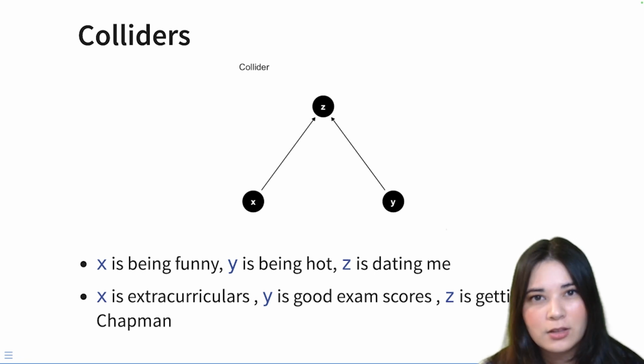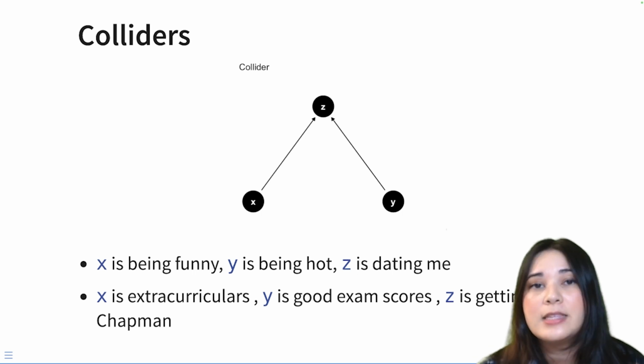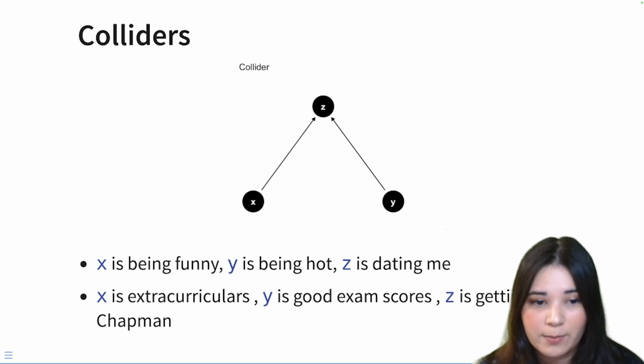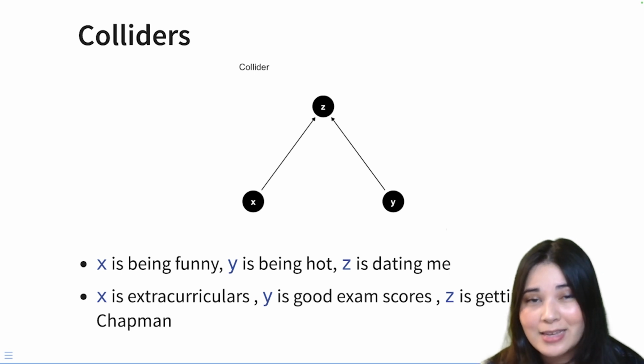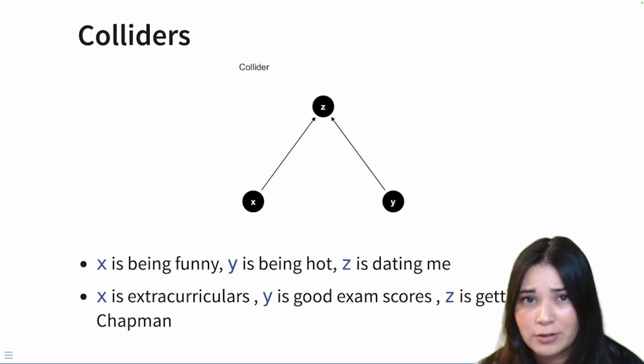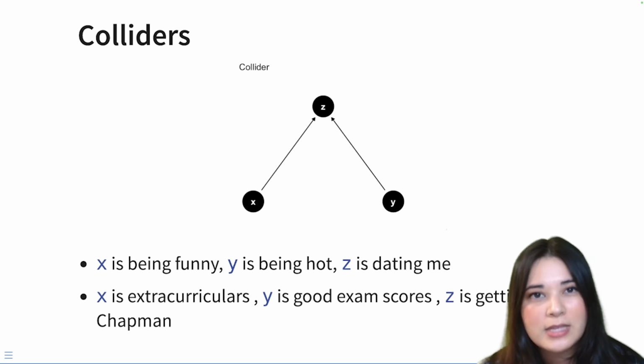A collider looks a lot like a fork, but with the arrows pointing in the opposite direction. For a collider, we have the case where two or more variables are causing the same variable. For example, we could say X is being funny, Y is being hot, and Z is getting to date me. Or we could say X is your extracurricular quality, Y is your exam scores, and Z is whether or not you get into Chapman. We can see that for colliders, there are multiple variables that jointly cause our third variable.